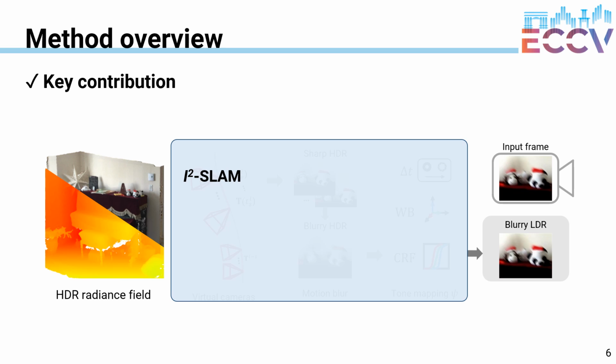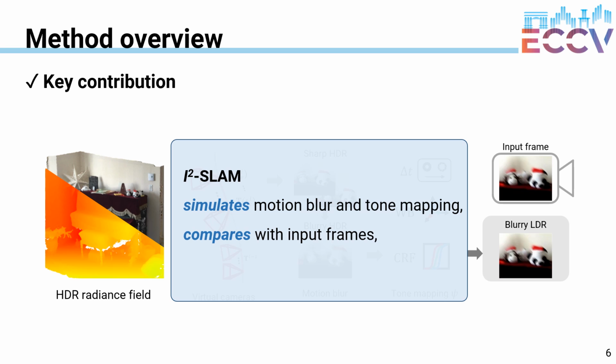To address these problems, I2-SLAM simulates motion blur and tone mapping, compares the results with input frames, and optimizes HDR map and camera poses.